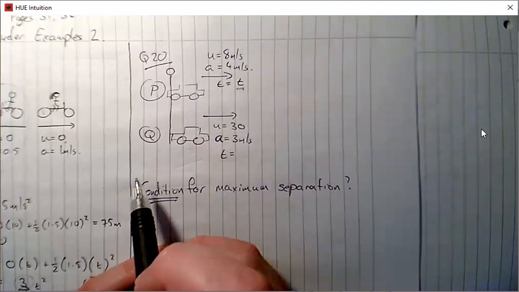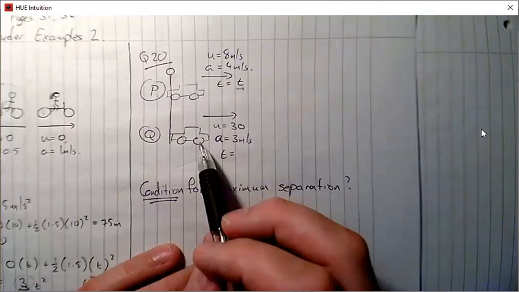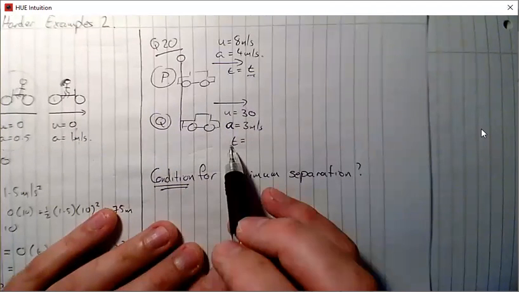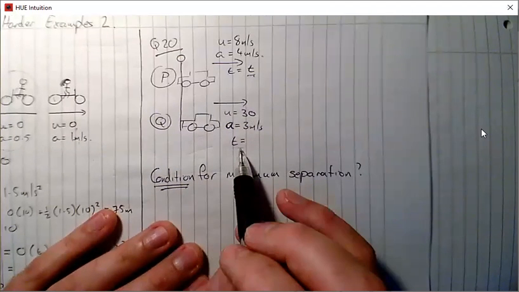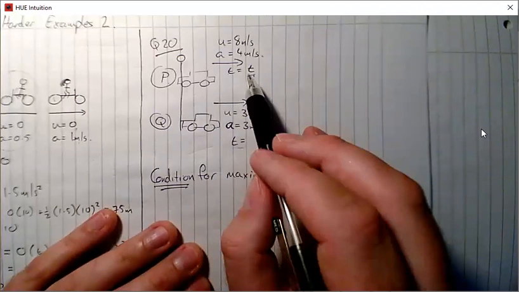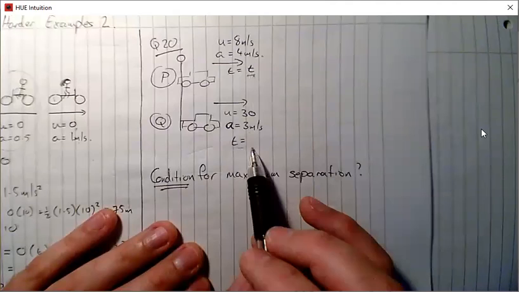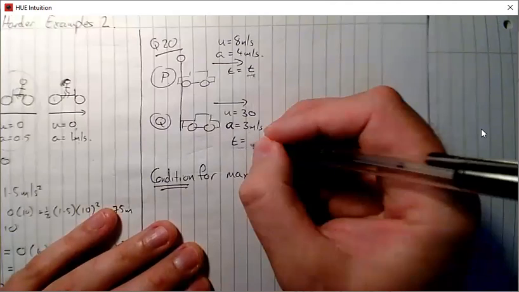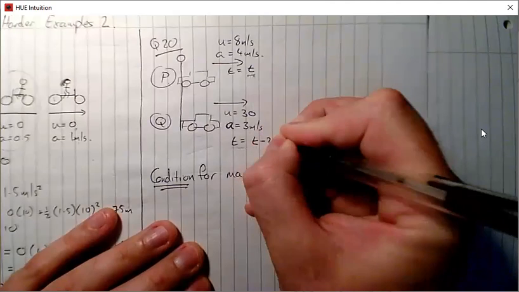Okay. This one, Q, has an initial velocity of 30 and acceleration 3. This one hasn't left until 2 seconds after the other. So if this had been traveling for 10 seconds, this one has only been traveling for 8 seconds. So the time elapsed here is the same t, but you take away 2.